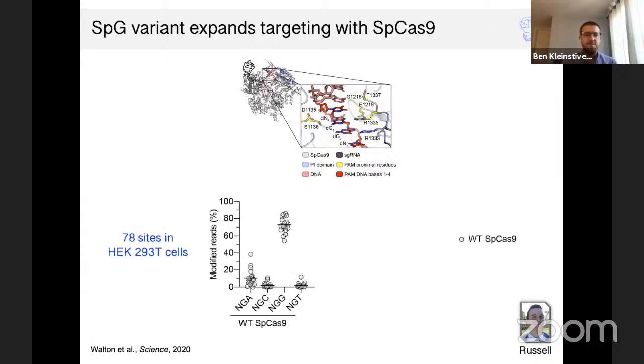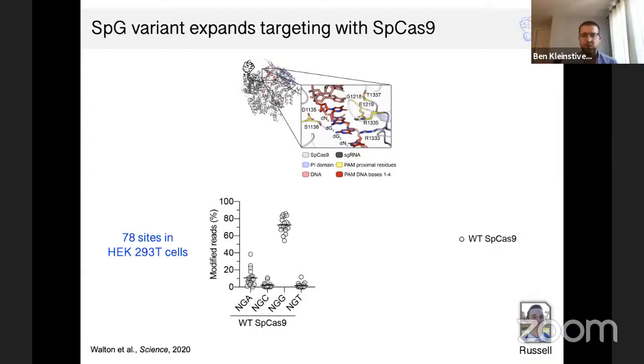genome. What I'm showing you here is data in human cells with wild-type SpCas9, where it is effective at targeting sites with an NGG PAM, but is largely ineffective at targeting sites with NGA, NGC, or NGD PAMs. This is widely known and has been known for several years for wild-type SpCas9.